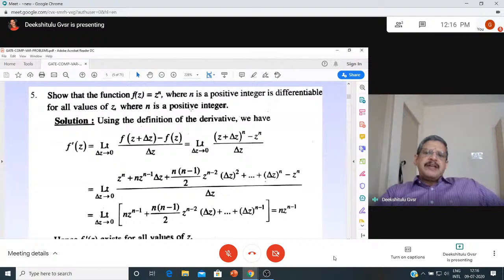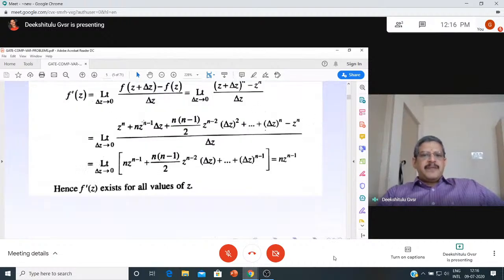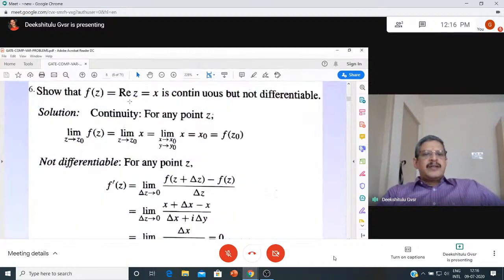Show that f of z is z power n, where n is a positive integer, is differentiable for all values of z. F dash z is the limit as delta z goes to 0 of f of z plus delta z minus f of z by delta z. Then f of z plus delta z is z plus delta z power n, minus z power n. We expand this and cancel z power n, then cancel the delta z here. So this term will be independent of delta z, and in all the other terms we have delta z. So as delta z goes to 0, all these terms become 0 and we have n into z power n minus 1. Show that the real part of z, which is x, is continuous but not differentiable.